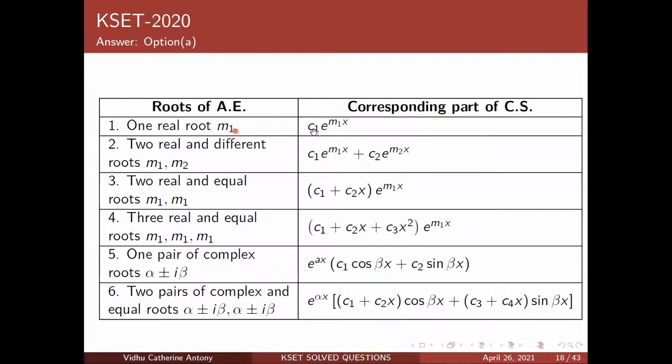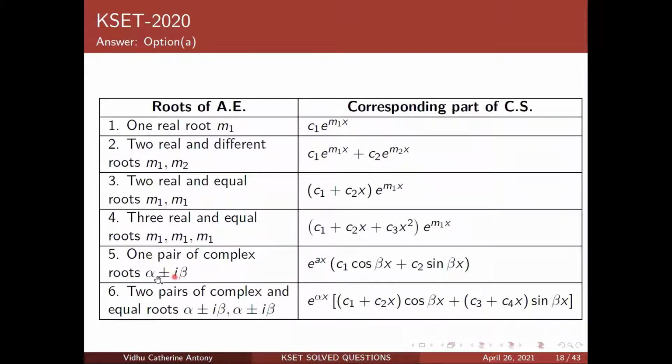If you have one real root, let's say m1, your solution is going to be c1 e to the power of m1x. If you have two real roots which are different, say m1 and m2, you have c1 e to the power of m1x plus c2 e to the power of m2x. If you have two real roots and both of them are equal, then you would have (c1 plus c2x) e to the power of m1x. If you have three real roots and all three are equal, you have (c1 plus c2x plus c3x squared) e to the power of m1x.